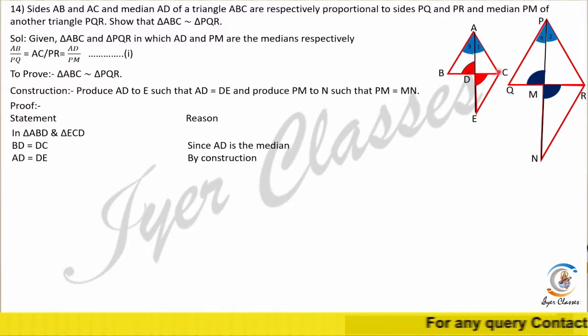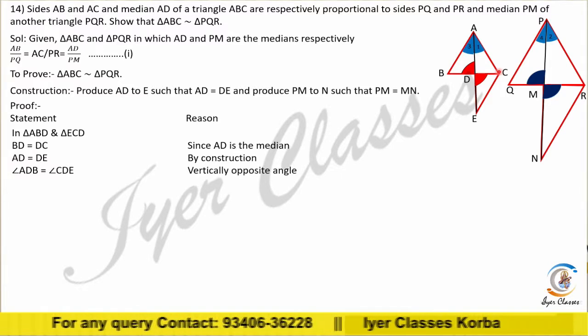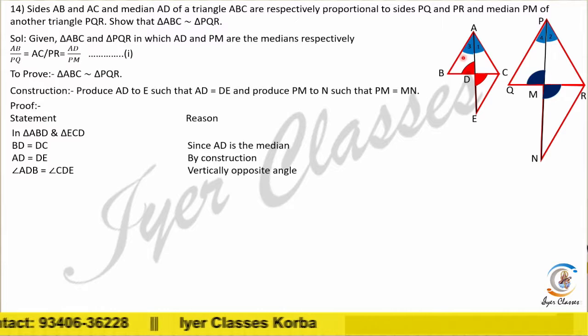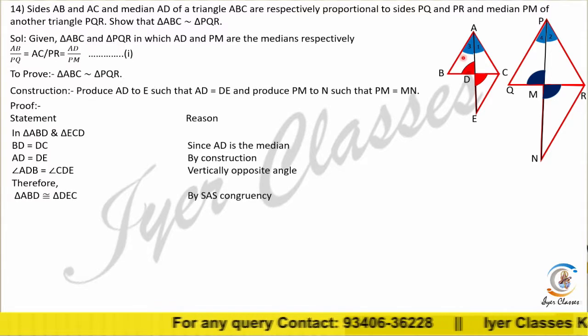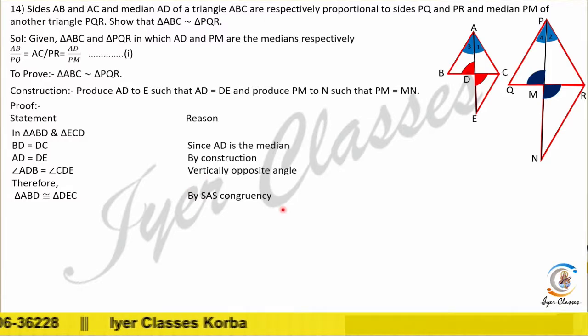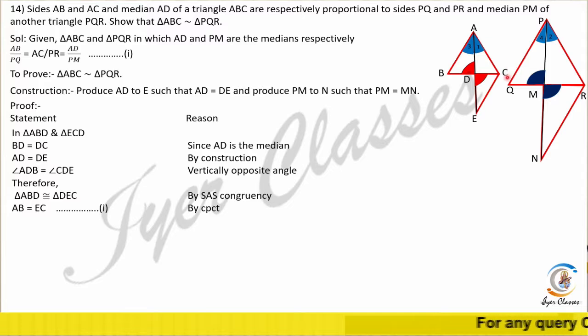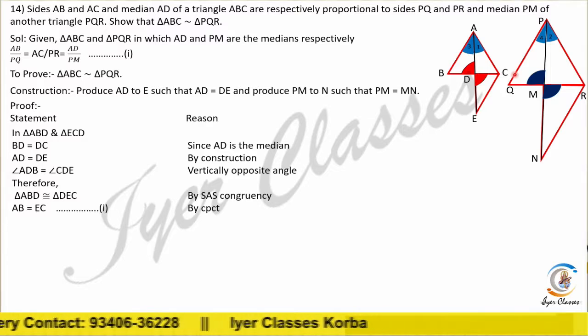Okay, and also we have got the angle ADB is equal to angle CDE, these two angles, because they are vertically opposite angles, right? Therefore, the two triangles, triangle ABD and triangle ECD, are congruent, exactly equal by SAS congruency theorem. So what you have here? AB side is equal to side EC by CPCT, corresponding parts of congruent triangles, right?